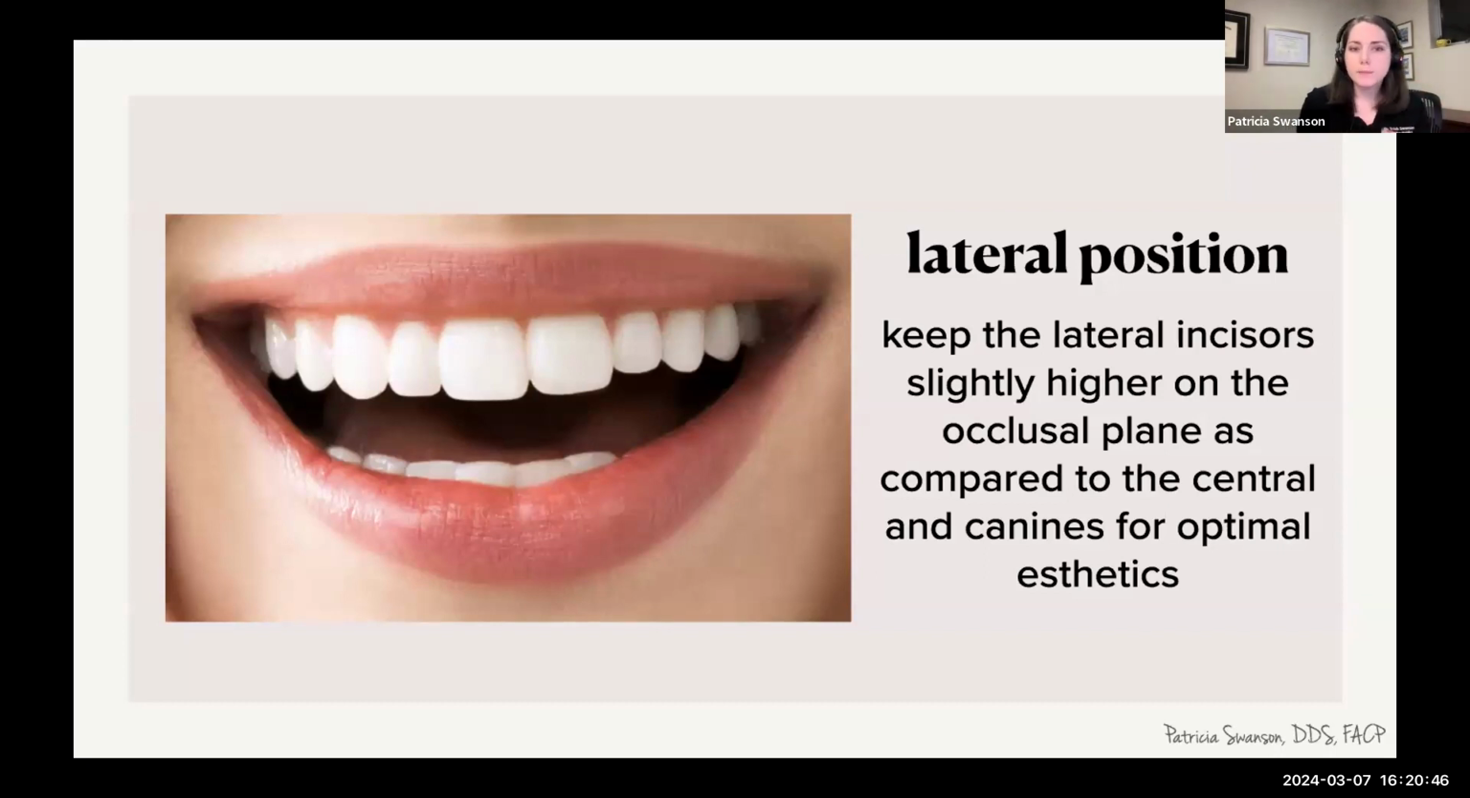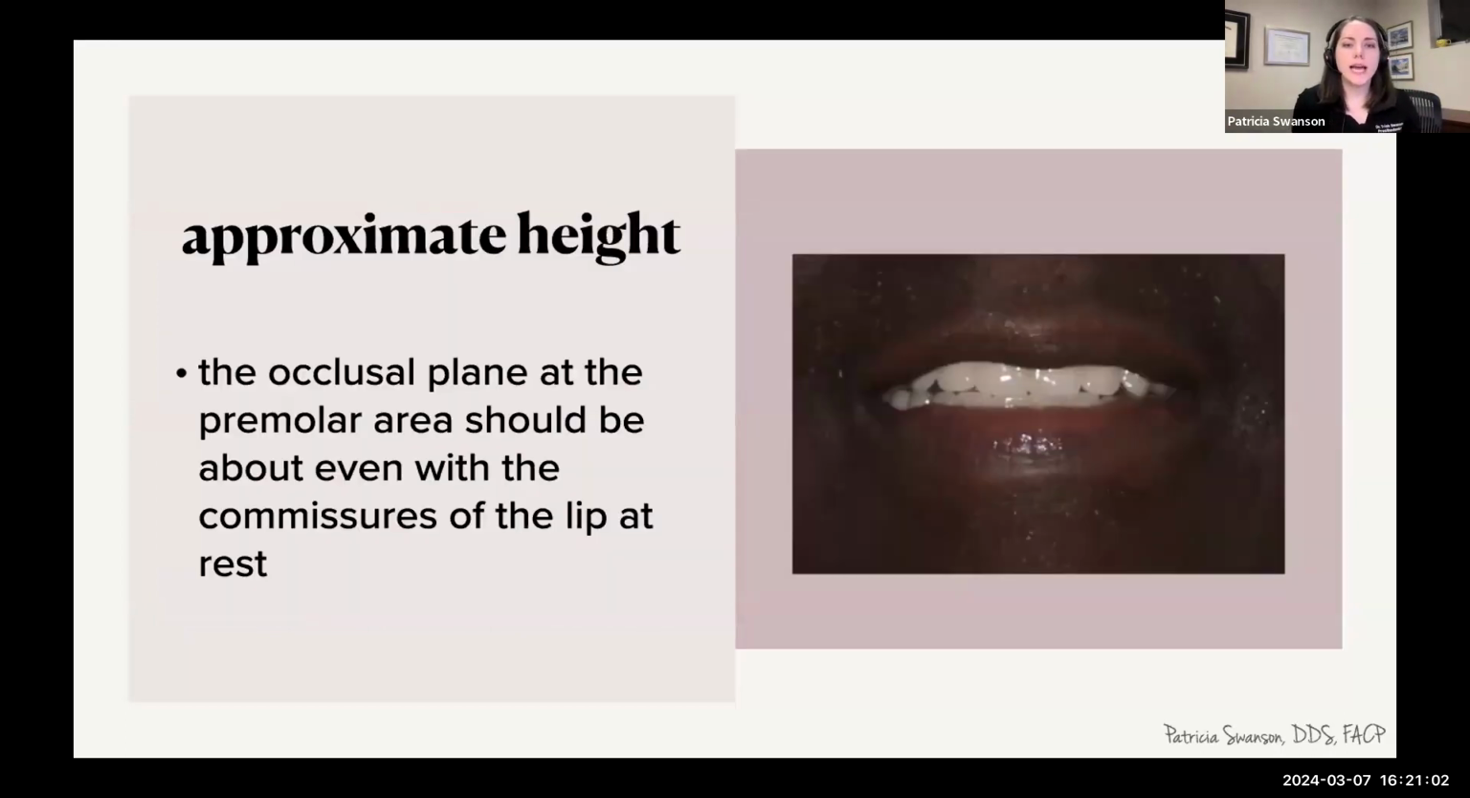And when they're not completely sure, my go-to natural looking smile that I show females is Kate Middleton, because her smile is absolutely gorgeous and it has some natural variation of lateral incisor position. The other thing I look at is the approximate height. So the occlusal plane at the patient's premolar area ends up being about even with the corners of the lip when the patient's at rest.